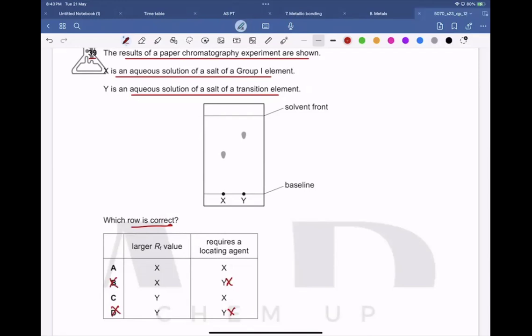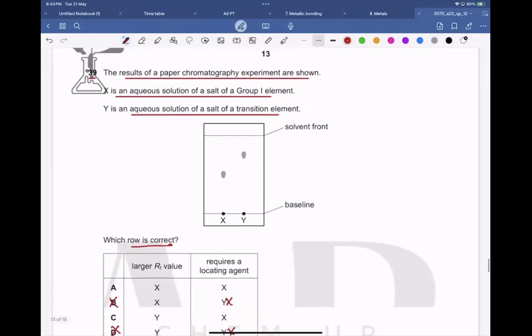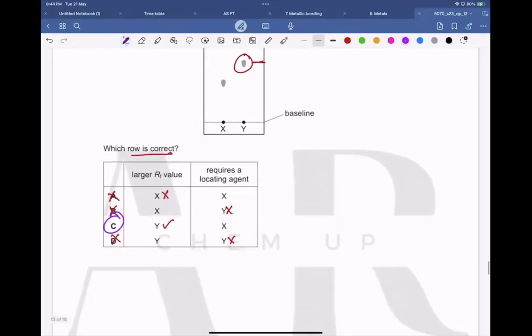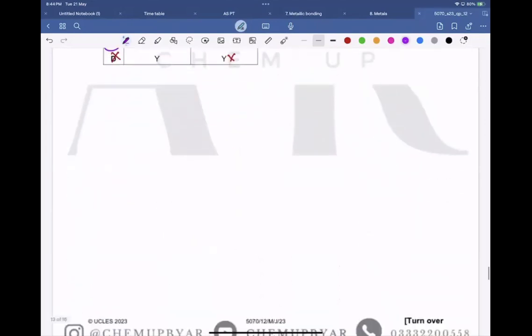And we know group 1 elements are more soluble. No, Y has a greater value. Y travels a greater distance, so Y has a larger Rf value. So A goes wrong as well, and C is the correct answer. Yes, they are colorless always if there is no transition metal along with them. If there is a transition metal along with them, then they must have some color. And if there is no transition metal, then they are always colorless.